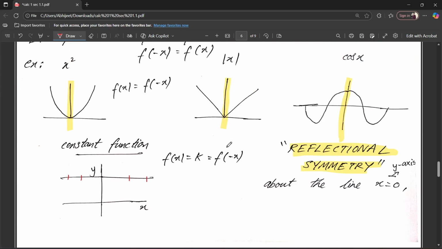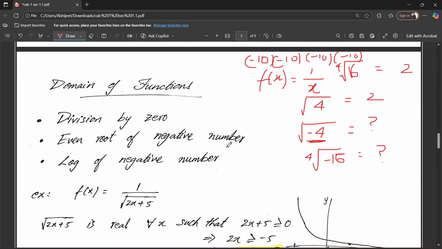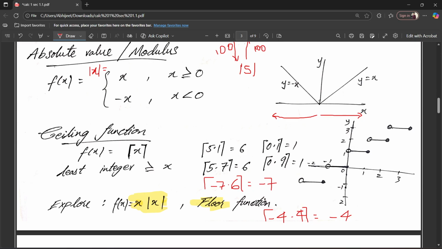Again, as homework, I need you to look at these two functions, which are the floor function and also x times modulus of x.